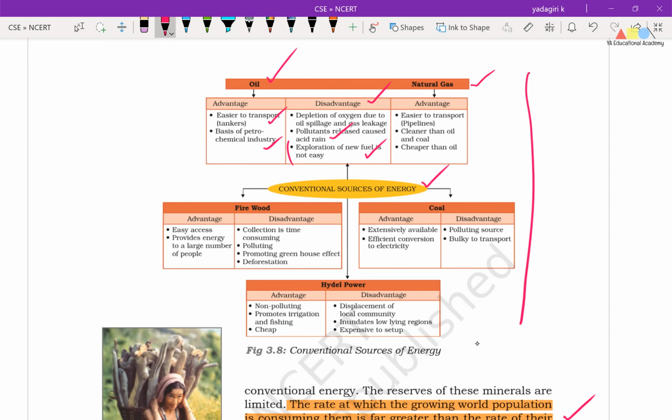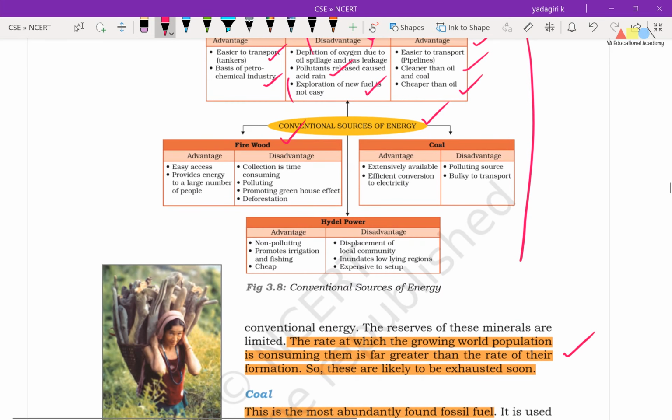Friends, when it comes to natural gas, the advantages are that it is easier to transport through pipelines, and cleaner than oil and coal. So natural gas is a little bit cleaner than oil and coal, and cheaper than oil. And when it comes to disadvantages, they are similar to oil, because friends, you should know the natural gas as well as the oil are obtained from the same delta, I mean same place. So because of that, the disadvantages are similar.